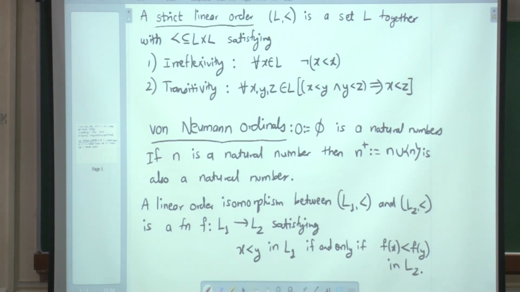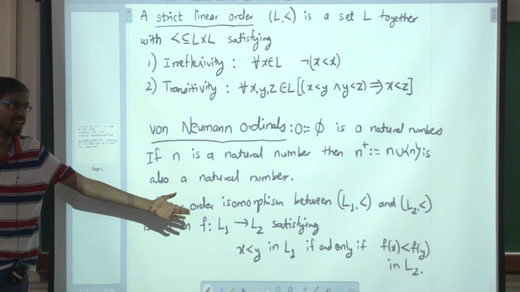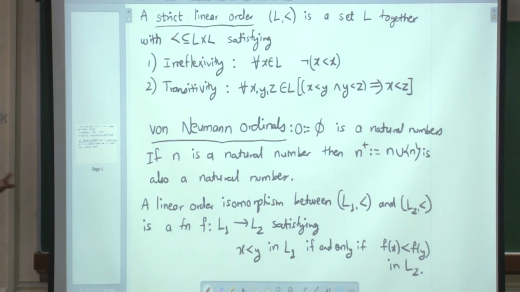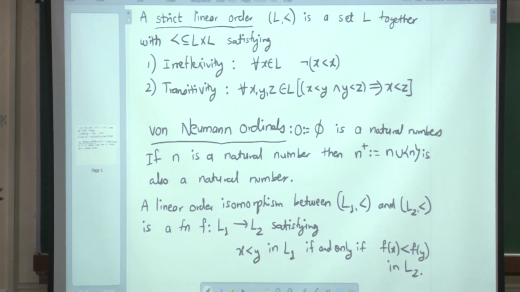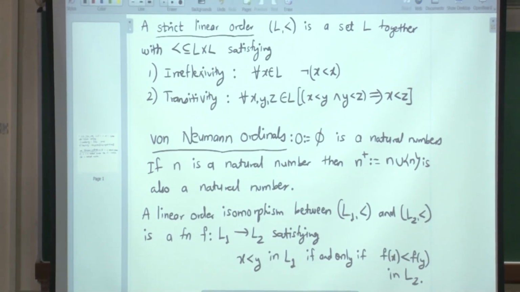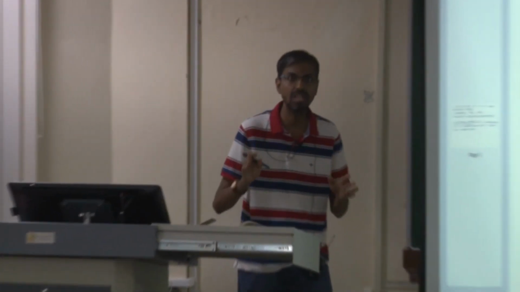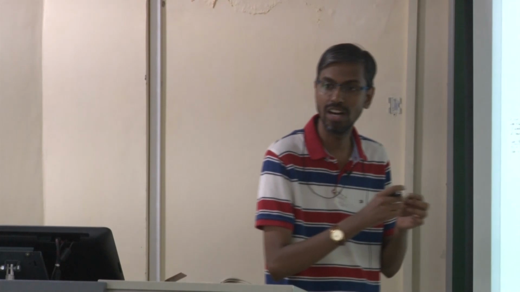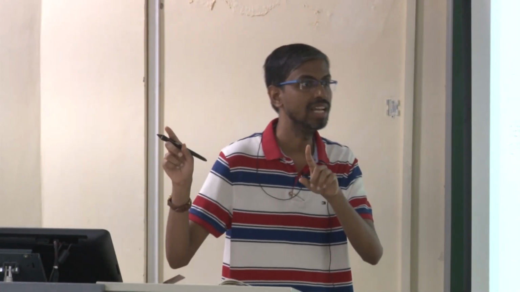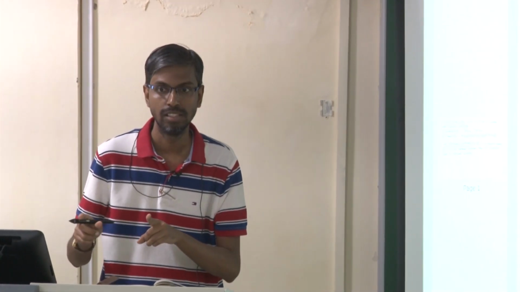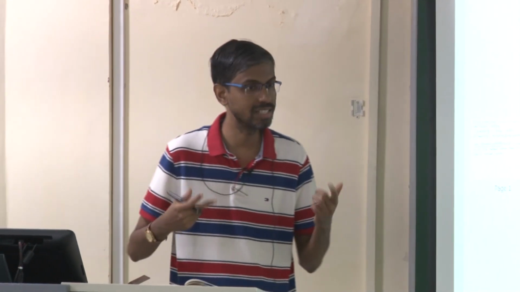Is it hard to understand? It's a function which preserves, yeah, so if x is less than y, then fx is less than fy. This is like a homomorphism property. It's a monotone map. It's a strict monotone map. It preserves, but it also reflects. It not only preserves, but it also reflects. As in, whenever x and y are two elements in L1 and fx is less than fy, then x has to be less than y. Okay, so it preserves and reflects the strict order relation.